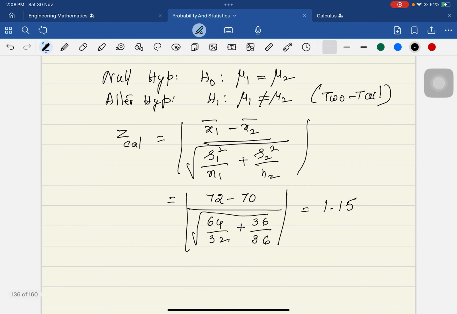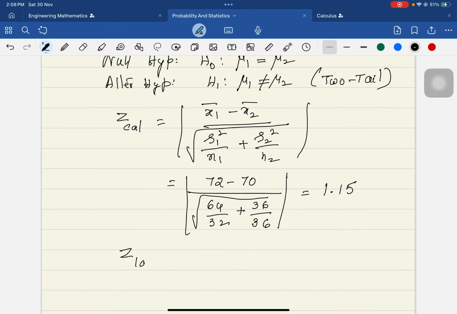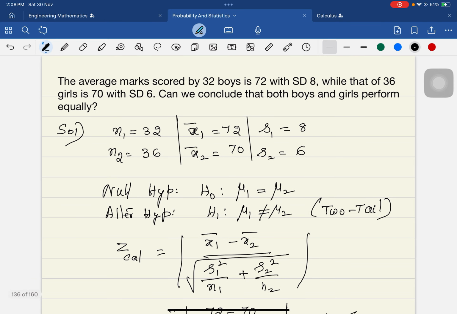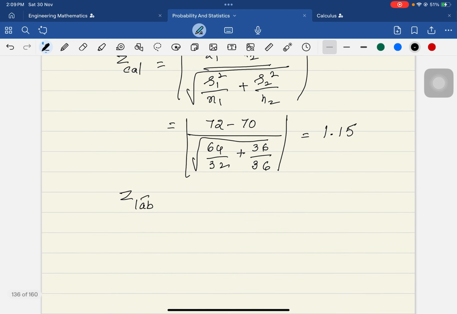So what is the table value? Z table value, because again he has not given you the level of significance. So take it as 0.05 when it is not given, I said. So when you take alpha as 0.05, then the Z table value, at 95% confidence, is 1.96. Therefore, the Z calculated value is 1.15.